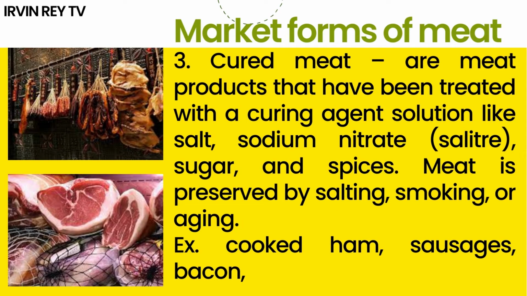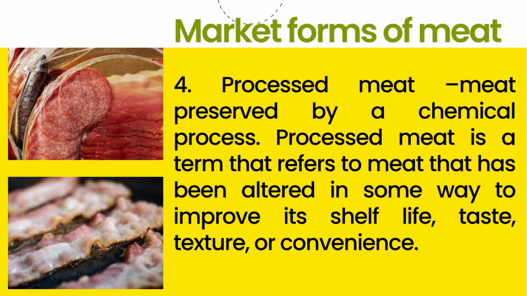C. Cured meat, meat products that have been treated with a curing agent solution like salt, sodium nitrate, saltpeter, sugar, and spices. Meat is preserved by salting, smoking, or aging. D. Processed meat, meat preserved by a chemical process.